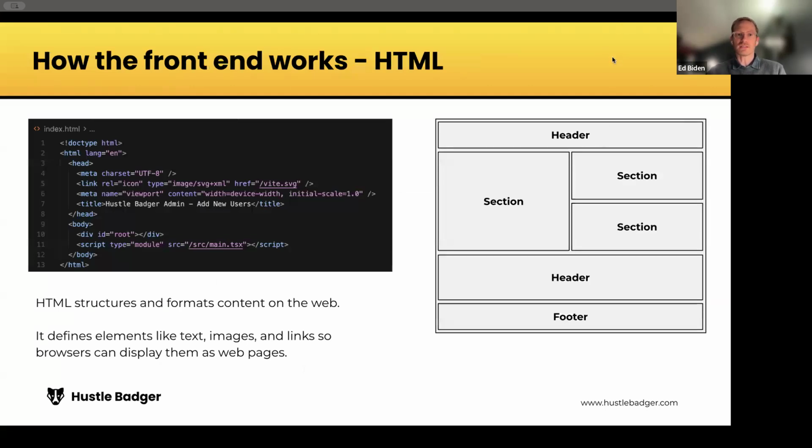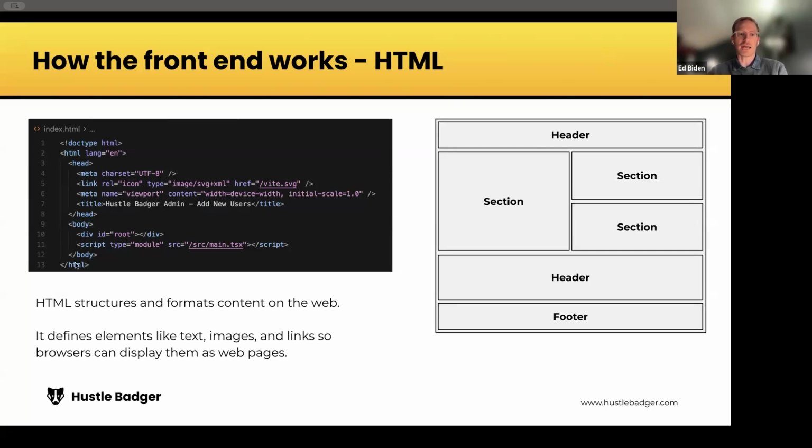So if we dive into the front end, the client, what does the user see? Then there are three main languages, or three main components, to what creates the front end. What you see on the page. The first one of those is HTML. So HTML, you might have seen it, it looks a bit like this. So you see these tags.